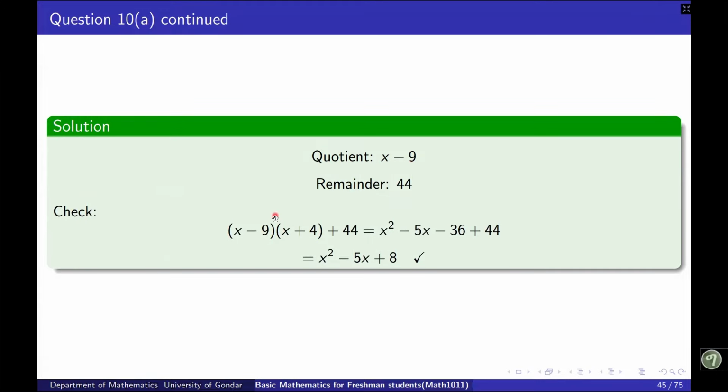Therefore, if we check this by using the polynomial division algorithm, we have the quotient, this is the denominator, and this one is the remainder. Then when we multiply these two, we have x squared minus 5x minus 36. If we add the remainder, we have x squared minus 5x plus 8, which is the given function.